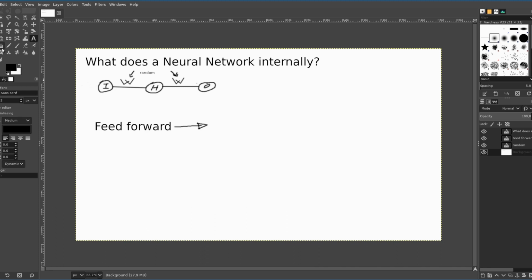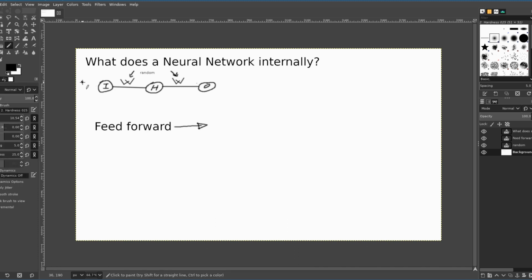Imagine that we have the number 1, so we submit the number 1 to this input of the neural network. This input is then multiplied with the weight. So the input is multiplied with the weight between the H and I neurons, and the result we can indicate with the letter R.